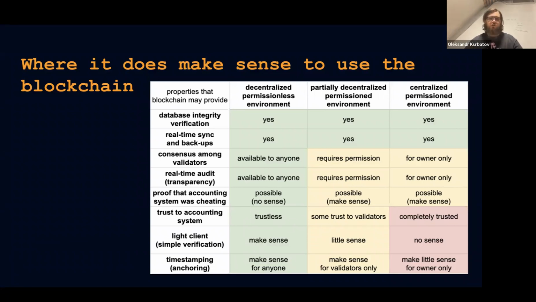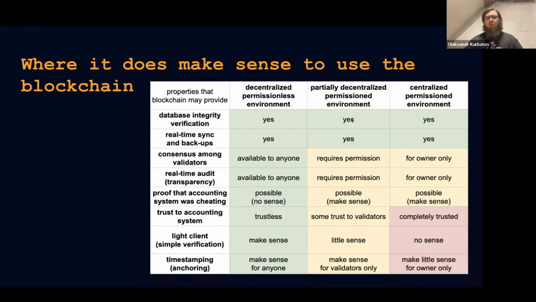The second one, partially decentralized, like a banking system, or, I don't know, some system for voting at the country level. And the last one, how you can use properties of the blockchain in a centralized system, in centralized environments that will be controlled only by you.